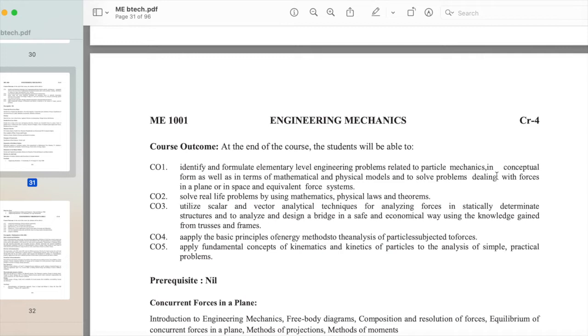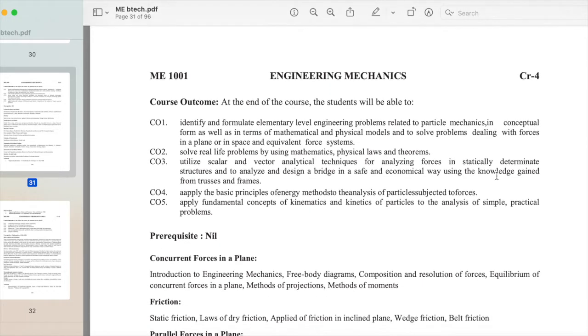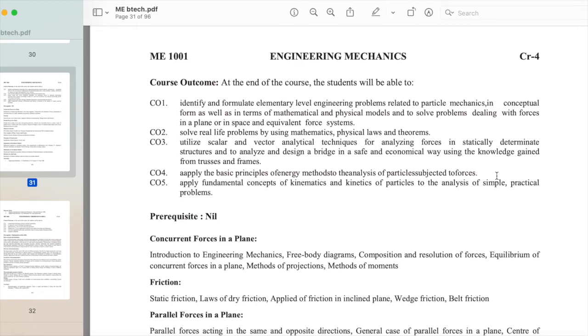CO2. Solve real-life problems by using mathematics, physical laws, and theorems. CO3. Utilize scalar and vector analytical techniques for analyzing forces in statically determinate structures, and to analyze and design a bridge in a safe and economical way using the knowledge gained from trusses and frames.